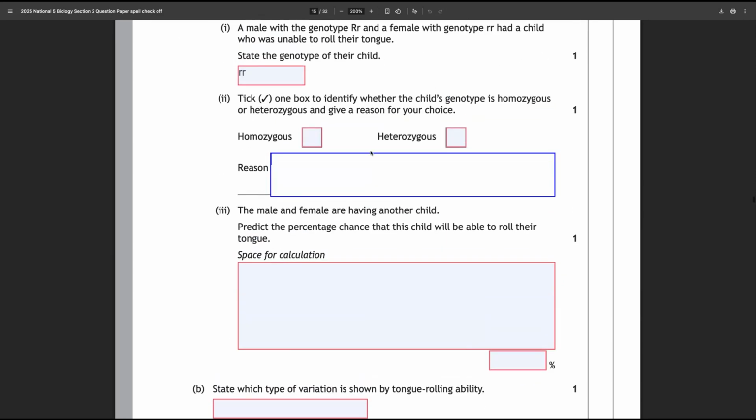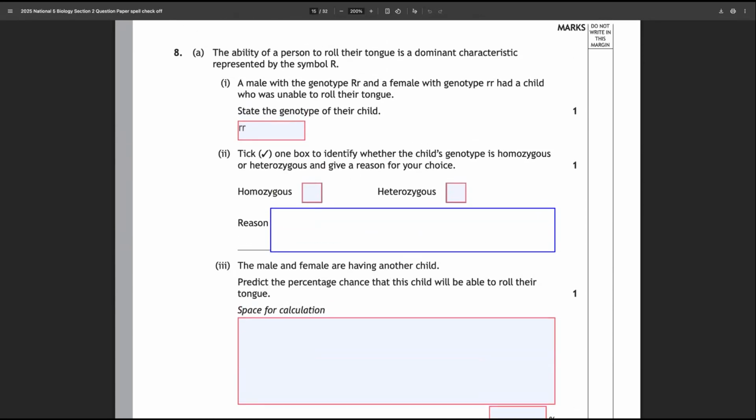Part 2, tick 1 box to identify whether the child's genotype is homozygous or heterozygous and give a reason why. So small r small r is homozygous, and the reason why is because both alleles are the same. Okay, that's the definition for our word homozygous. Both the alleles are the same. If the alleles were different, say a capital R and small r, we would say heterozygous, but in this case they're the same, so it's homozygous.